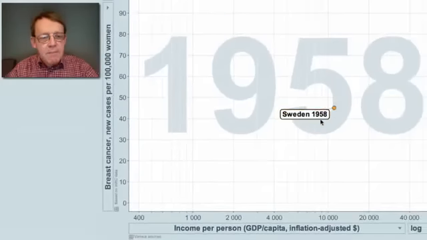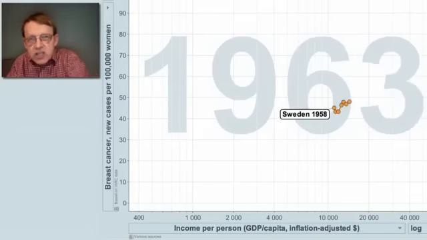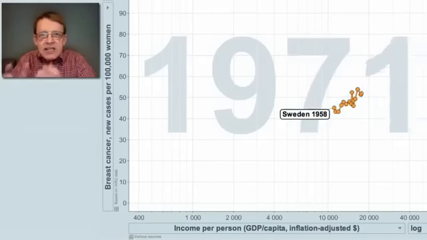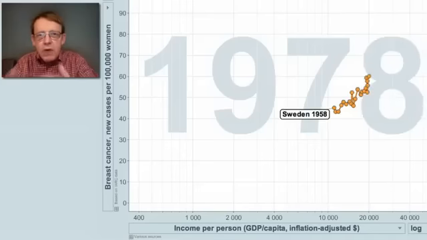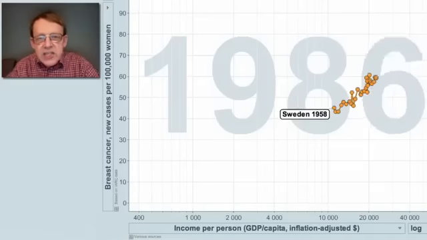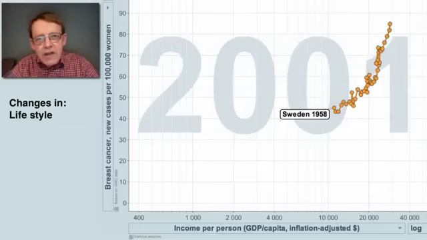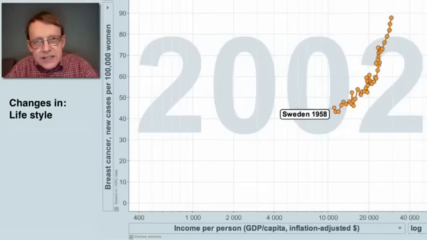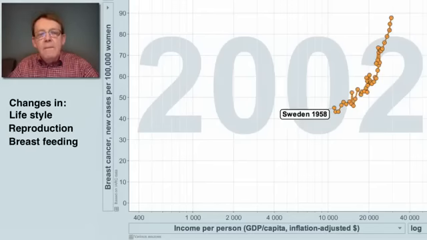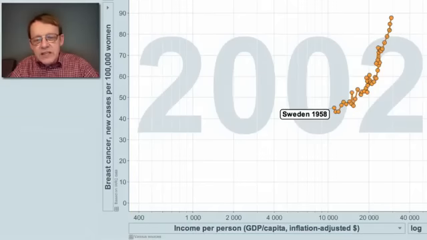And look what happened when Sweden started to grow richer and richer. Breast cancer increased. We got a higher proportion of women who got breast cancer each year. And researchers tell us it's due to a new lifestyle with higher caloric intake, less physical activity, and also changes in reproduction and breastfeeding. Now, let me compare this with the rest of the world.